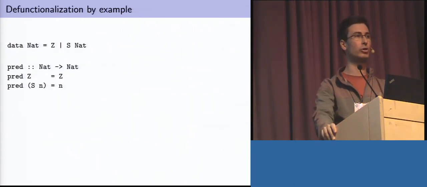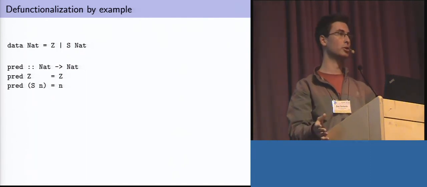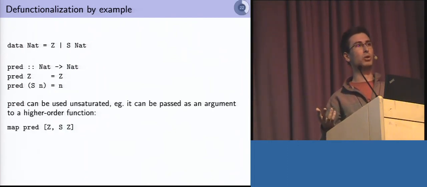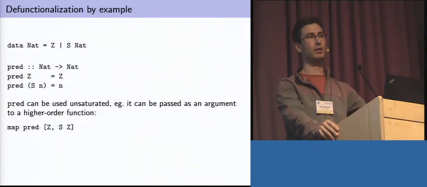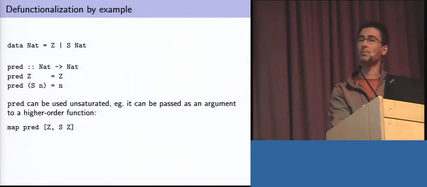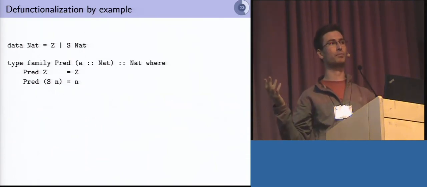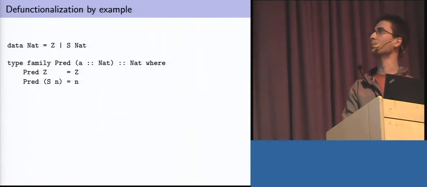Let's introduce the functionalization by looking at an example. Here's a data type of natural numbers and a predecessor function. At the term level, we are allowed to use pred in an unsaturated way. For example, we can pass it as an argument to the map function. So let's look at how this might look at the type level. Promotion of the pred function is pretty straightforward, just two equations, pattern matching, nothing difficult here.